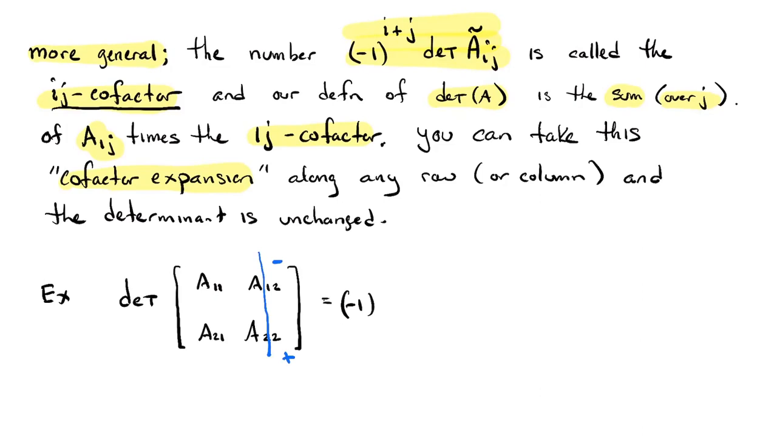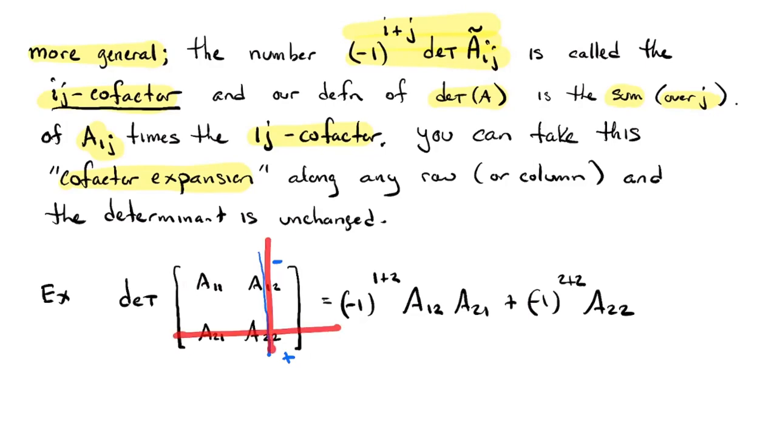Maybe I should actually write it. So it's minus 1 to the 1 plus 2. And then I take the entry there, A12, and then I've got to ignore the row and the column that correspond to that entry. The determinant of the resulting matrix is A21. So I'm going to put an A21 down here, right? And then I add negative 1 to the 2 plus 2. The entry there is A22. I like this laser pointer, ignoring that row and that column. The resulting matrix is 1 by 1, and its determinant is its entry.